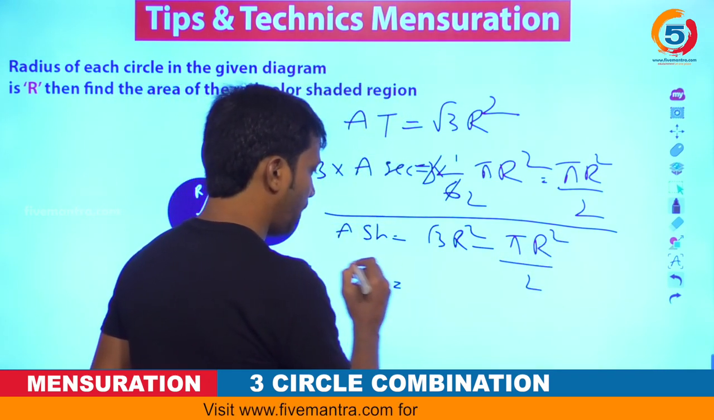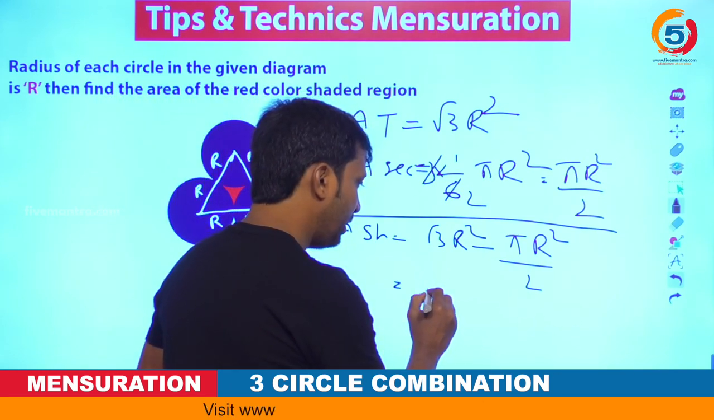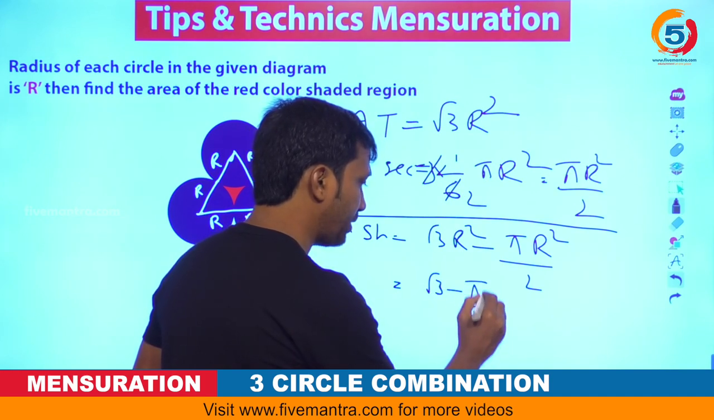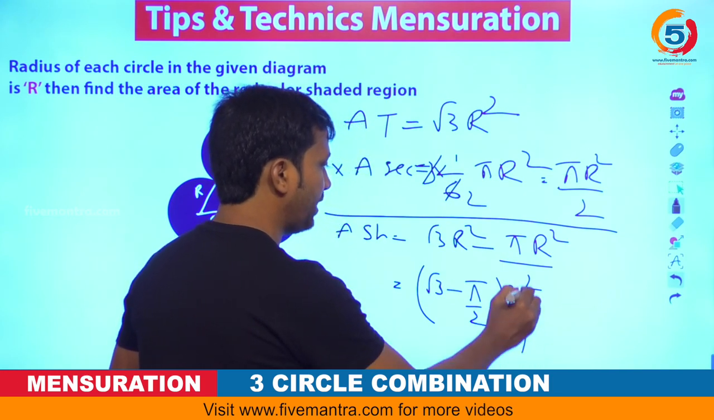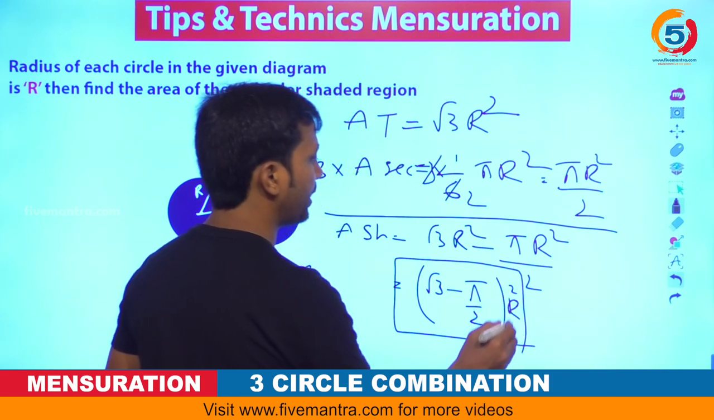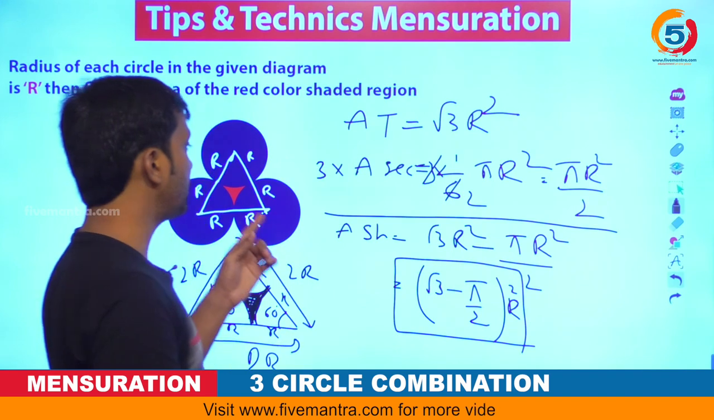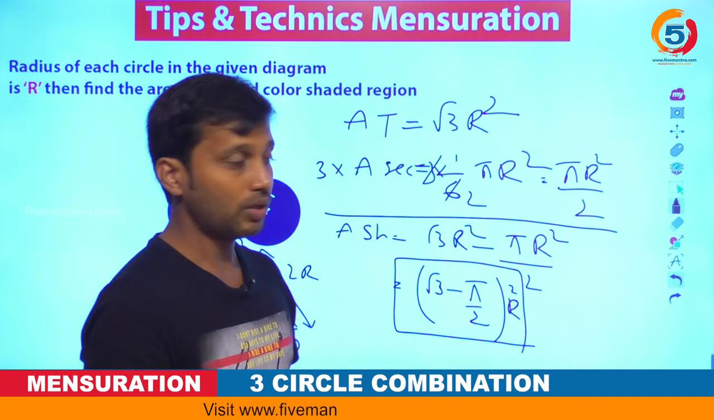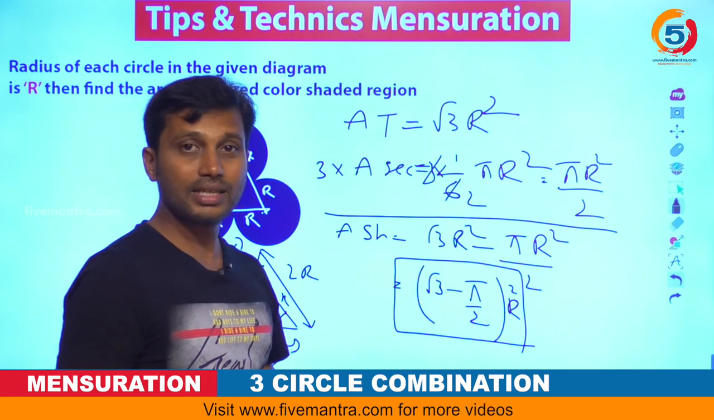So what can be your answer then? Finally, you can take r square common. Then what will be left inside? Root 3 minus pi by 2, with r square taken common. So what is your final answer? Root 3 minus pi by 2, times r square. That would be your final answer for this question, which represents just the shade in between the circles. So the value is root 3 minus pi by 2 times r square.